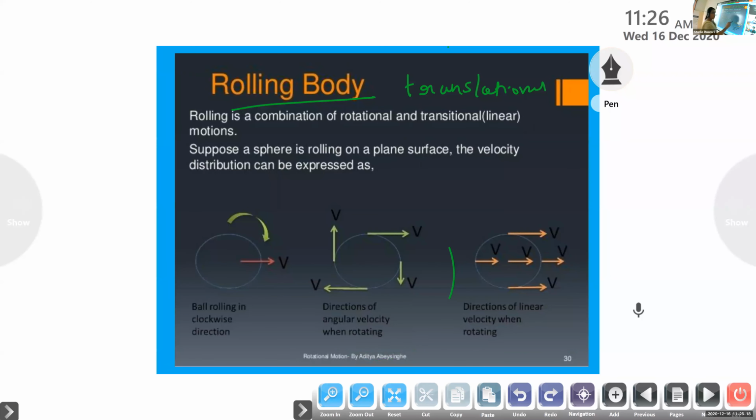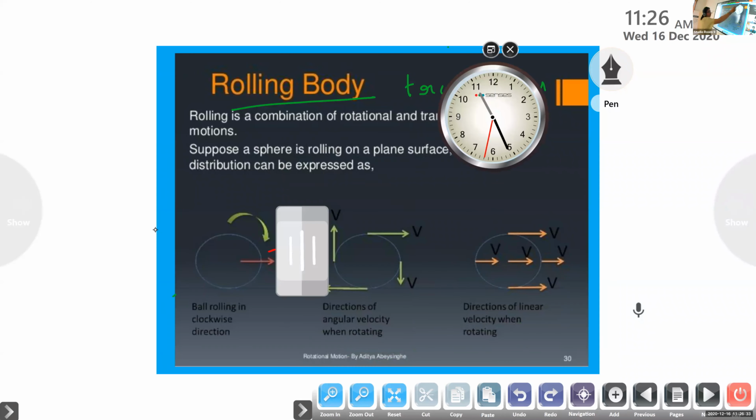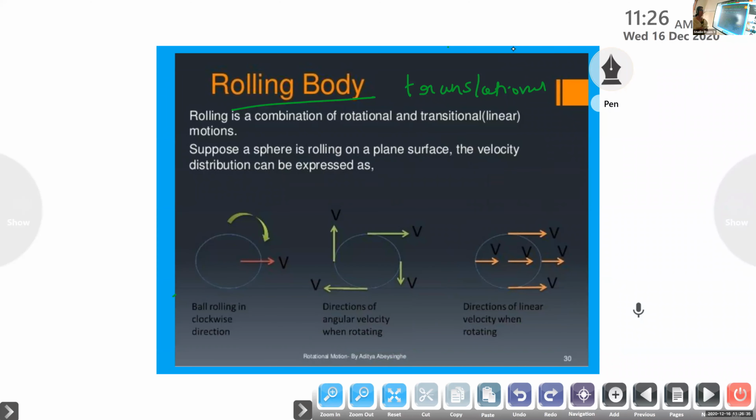And this is only explaining to you the translational motion. We are ignoring the rotation and only thinking about the velocity which is acting. So this picture is only telling you that a rolling body is not only with rotational motion, it is also with translational motion and circular motion.